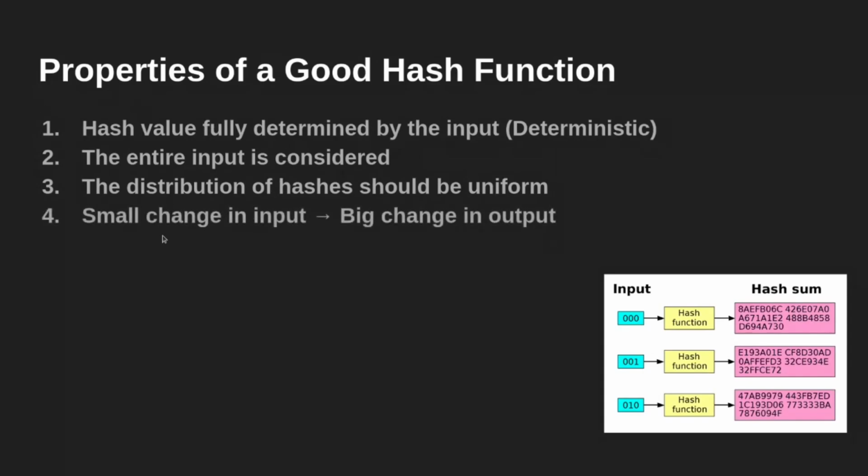The next is that a small change in the input should cause a big change in the output. That's illustrated here, and it's called the avalanche effect. For example, in this specific hash function, the input 000 generates this mess, and the input 001 generates this other mess. If you notice, these two are actually really different, given how similar 000 and 001 are.